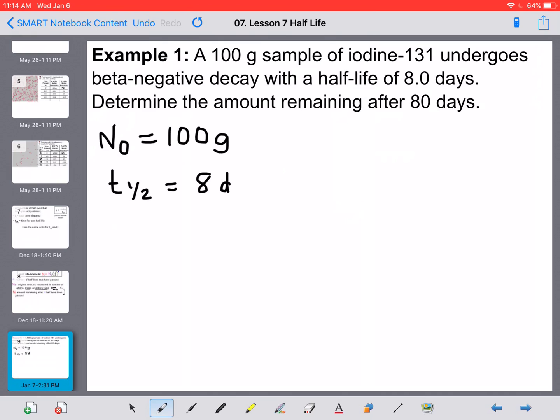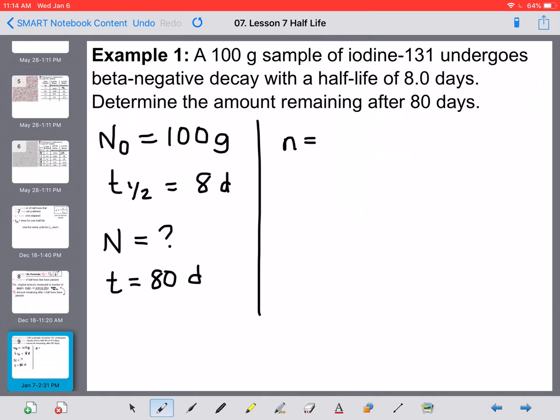And then it says determine the amount remaining. So amount remaining is uppercase N, after 80 days. So the time has gone by and 80 days have passed. So first thing that we're going to do is we're going to calculate little n, which is the number of half-lives that have passed. And remember, the way to do that is to take the total time and divide it by the time for one half-life. So the total time here is 80 days, and the time for one half-life is 8 days. So that means 10 half-lives have passed.